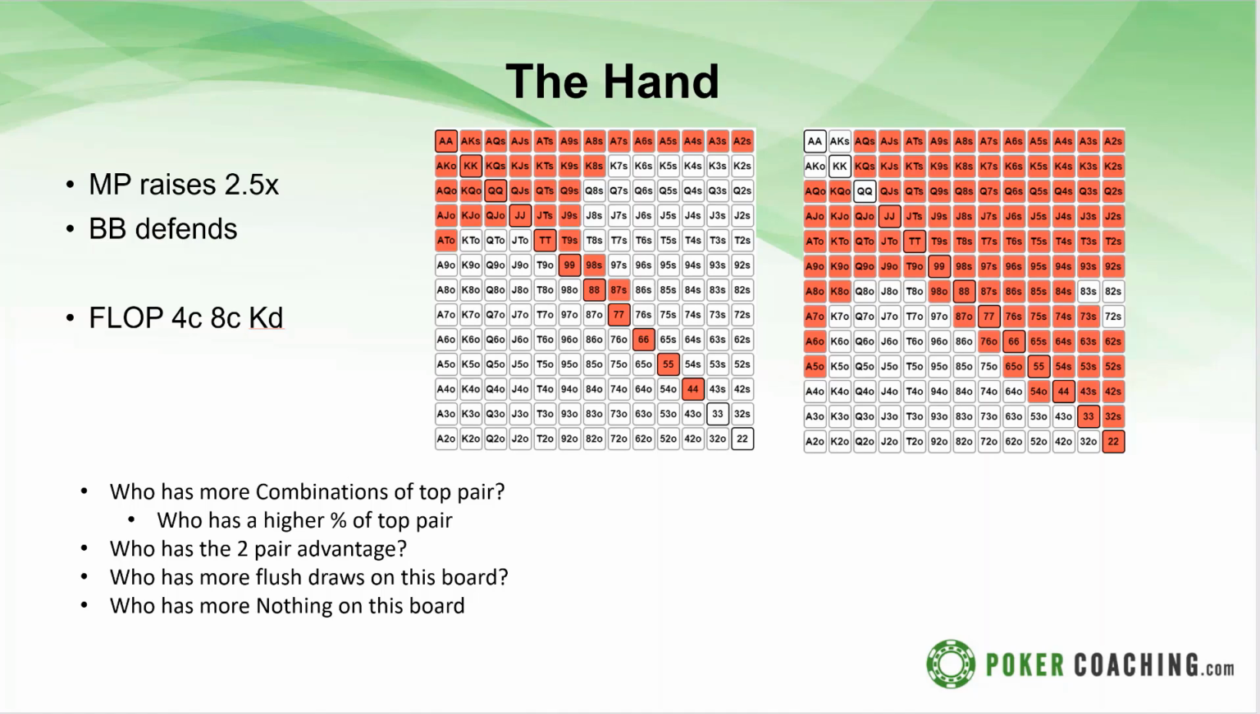So, seeing big blind, MP, big blind. This is a little bit of a trick question, and in the next slide, once we get through these questions, you'll see the pattern that we're going to be getting at. So, who has more total combinations of top pair? Big blind has more total combinations of top pair.